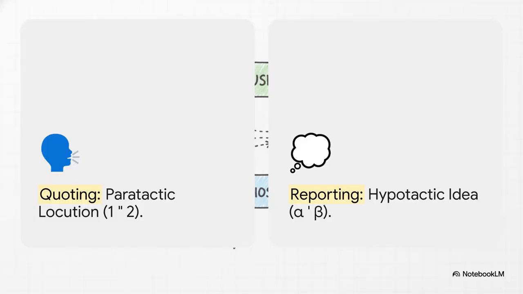And you guessed it, just like expansion, projection intersects perfectly with taxis. When we use parataxis with a locution, we get quoting. "I am dreaming," she said. Two freestanding equals, one quote, two. But when we use hypotaxis with an idea, we get reporting. She wondered if she was dreaming. Here, the gist of the thought is bound tightly into an unequal dependency. Alpha projects beta. It's an incredibly elegant way for the language to distinguish between someone's exact words and the general meaning of a thought.